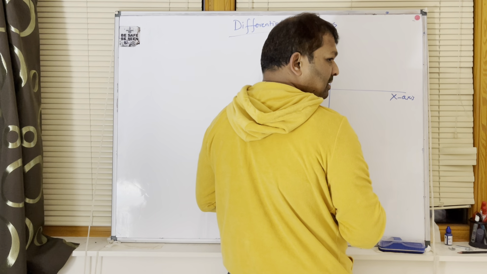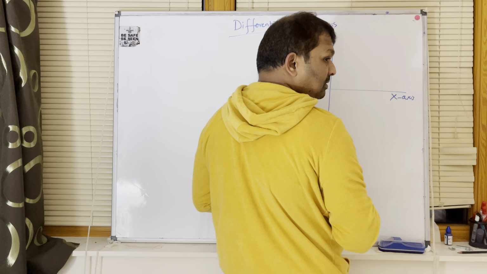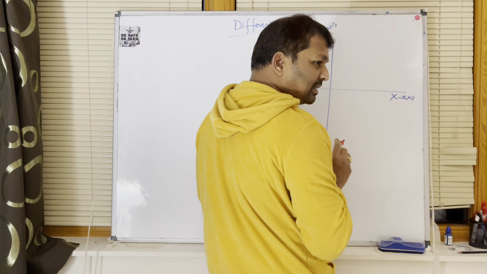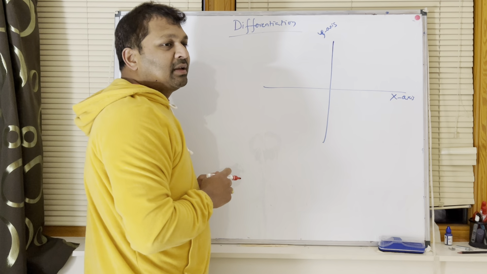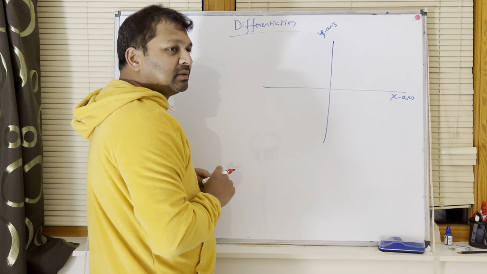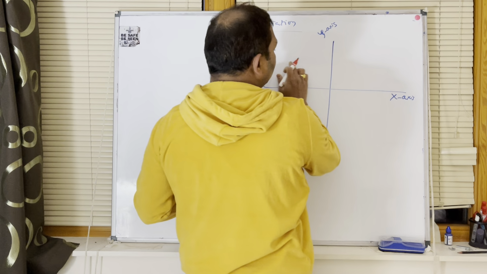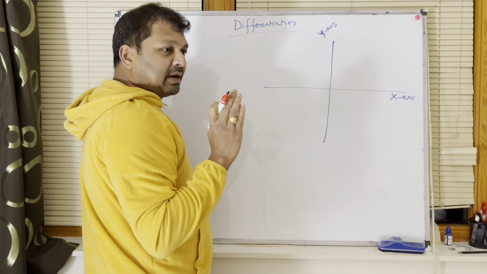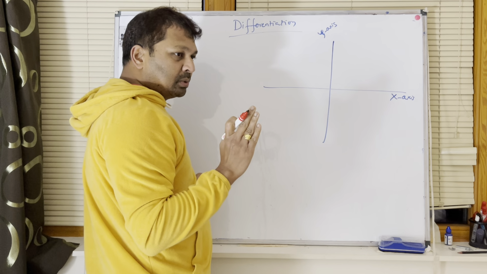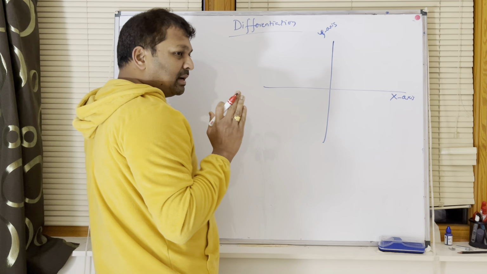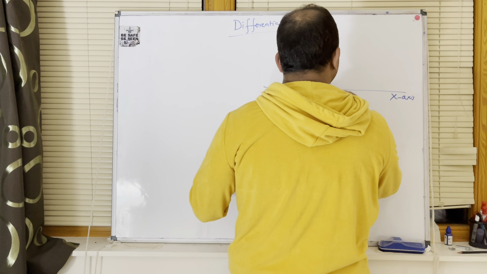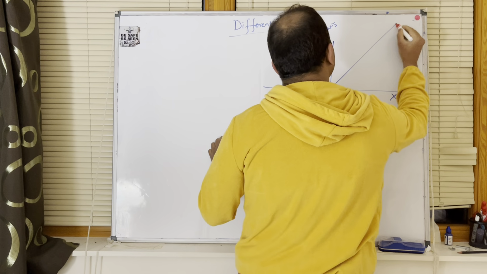Y equals 2x minus 2? No, y equals 2x, that's it, because it is passing through origin. Why do we need to keep minus 2? A straight line passing through origin and having a slope 2, the equation of that line is going to be y is equal to 2x. So this is y is equal to 2x.